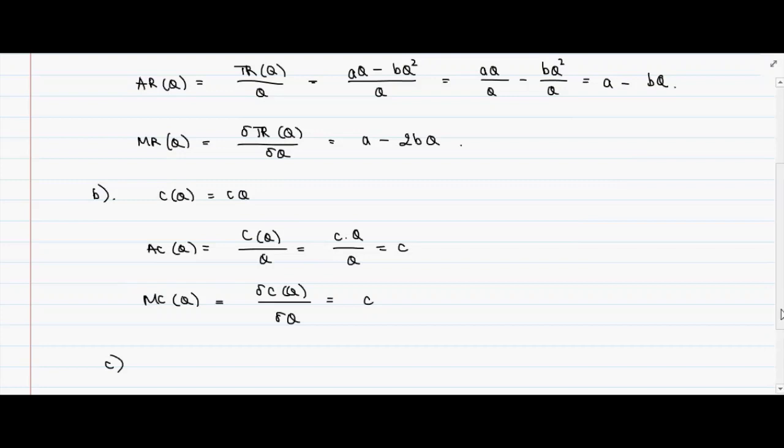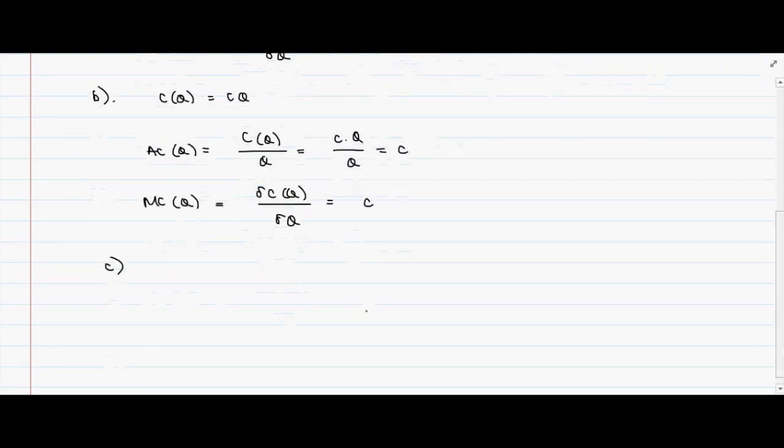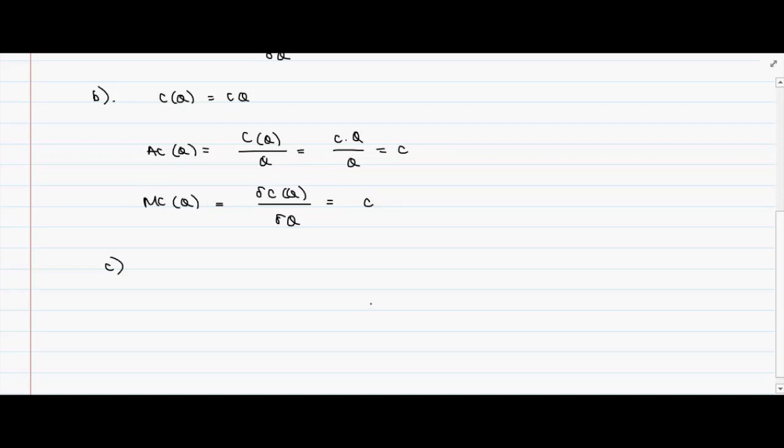Okay, so part C is asking you to show that the firm generates zero revenue if it stops production or if it produces Q1 equal to B on A. So zero revenue. I got the total revenue function as A minus BQ times Q. This is my total revenue, and the question would like us to show that the firm is going to get zero revenue.